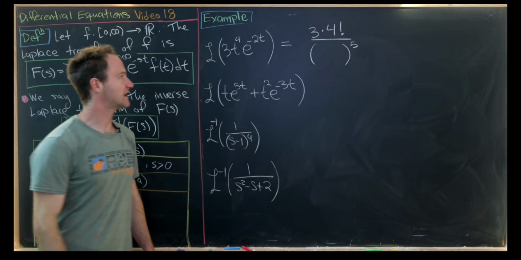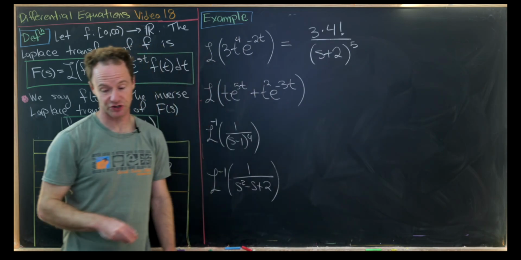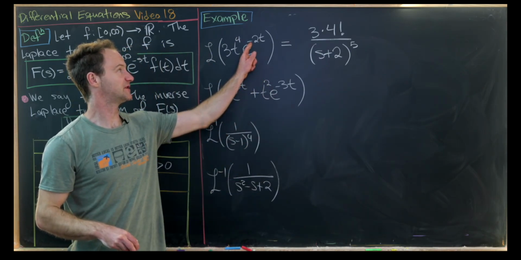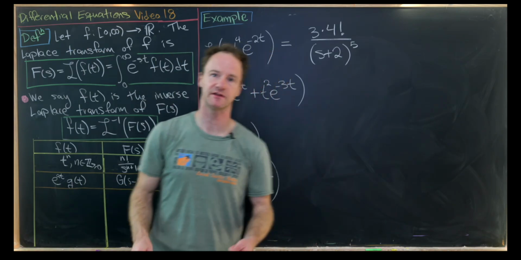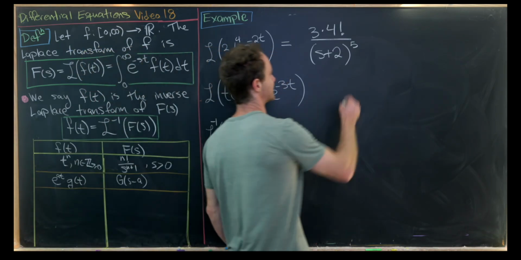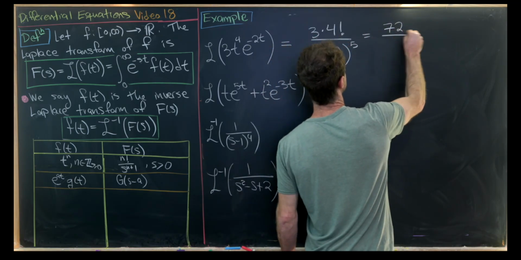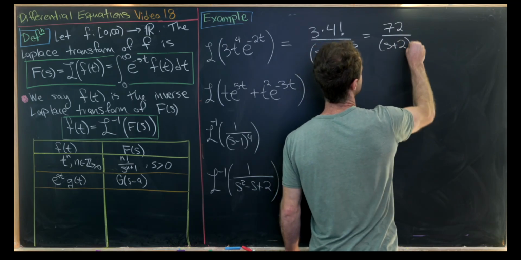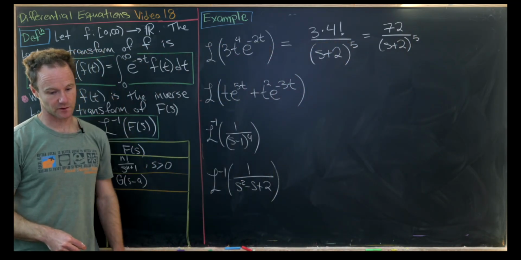But what do we have in the denominator? Well, we need to apply this shifting, so we'll have s plus 2 to the 5th power. It's shifted by negative 2, so that gives us a plus 2. So we could simplify this if we wanted to. 3 times 24 is 72, and then we have over s plus 2 to the 5th power. There, we calculated that Laplace transform.